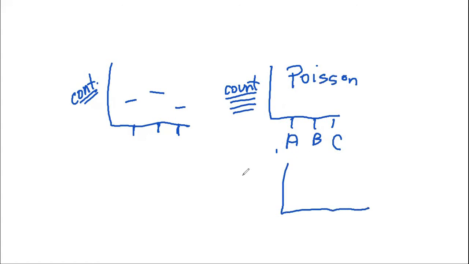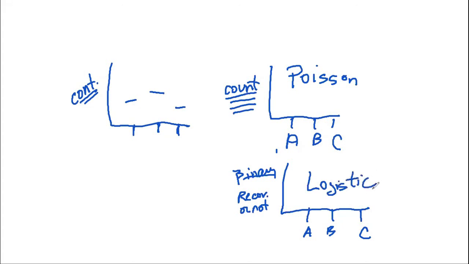We could also have binary data and also have groups. So we could have patients that are recovering from a disease or not. And we could have groups. So this could be, again, hospitals. And then we would use a form of logistic regression. Okay, that accounts for groups and does not have to be continuous in either one of these cases.